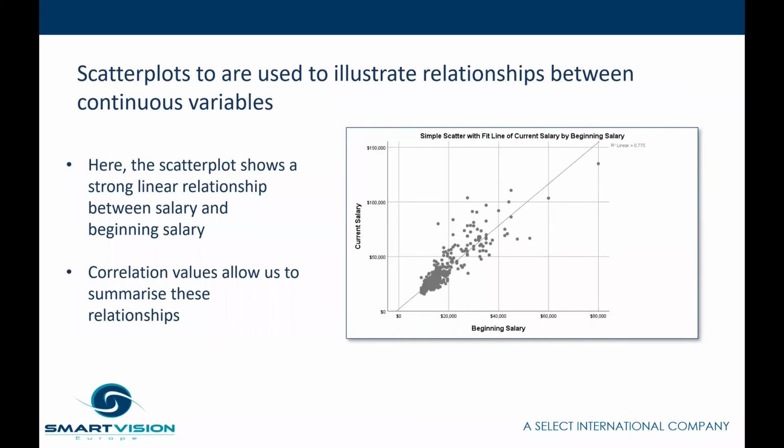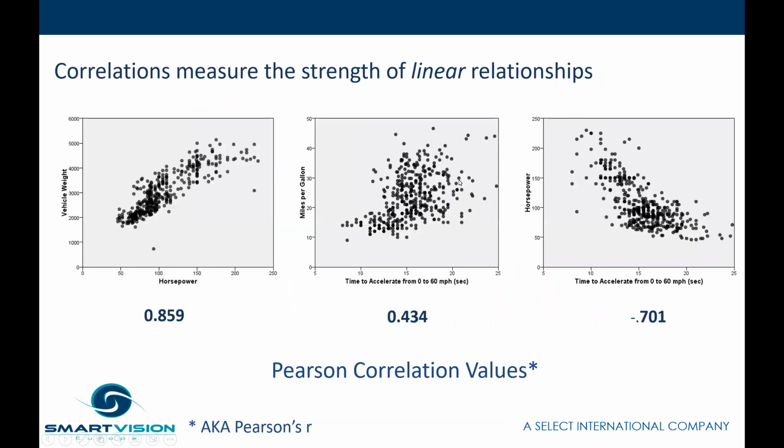So the first thing you need to understand about correlation coefficients is that they are illustrated very well with scatter plots. So here we have the relationship between people's starting salary and their current salary. And it shows a really strong linear relationship, meaning that people who start on a really high beginning salary tend to have a really high current salary. And they follow a pretty good straight line. You can put a straight line through this. Now, correlations measure the strength of these straight line relationships or linear relationships.